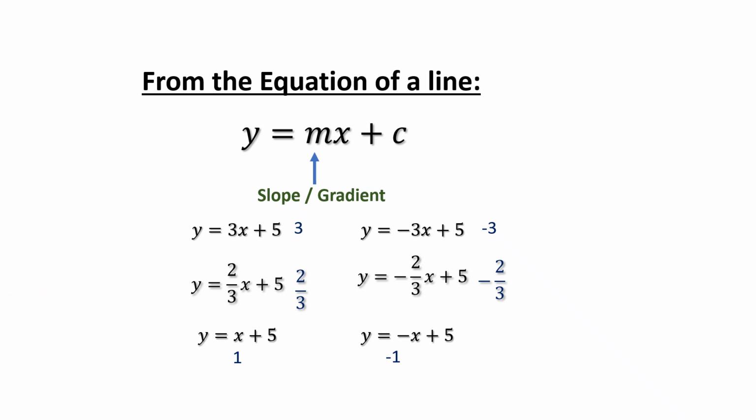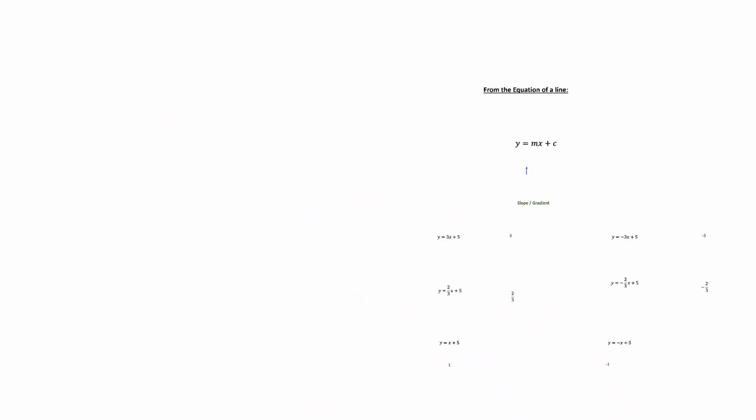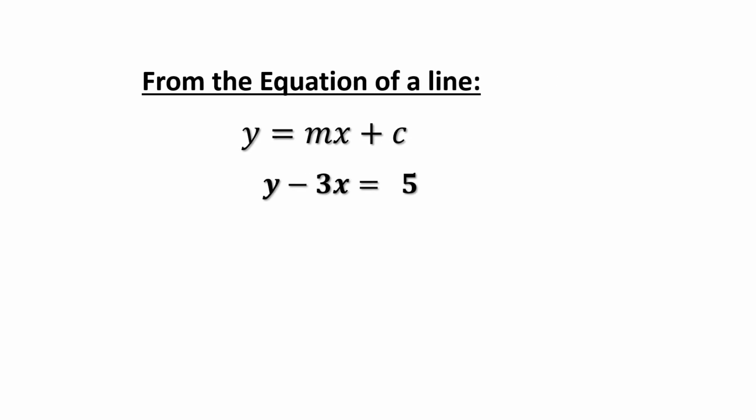Now let's have a look at some challenging examples. If the question says y minus 3x equals 5, what's the slope? Now we first need to make it look like y equals mx plus c. So we need y alone on one side and everything else on the other side. We can't say the gradient is negative 3. No, we must make it look like y equals mx plus c.